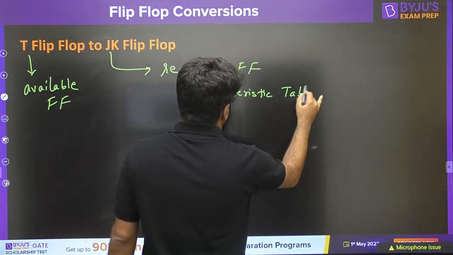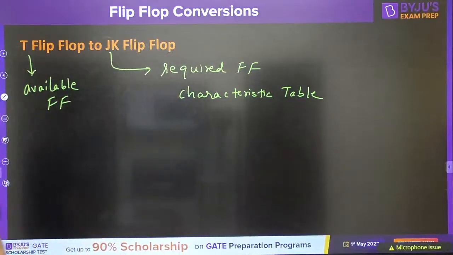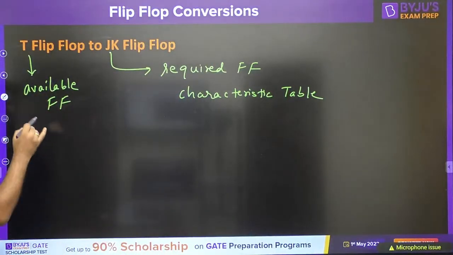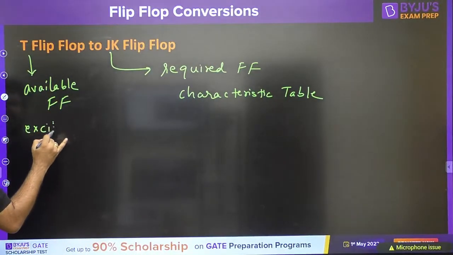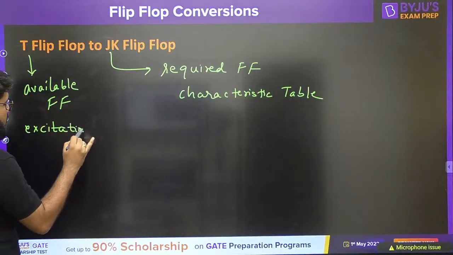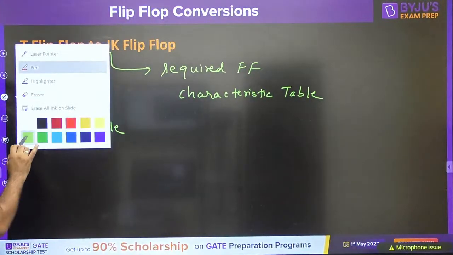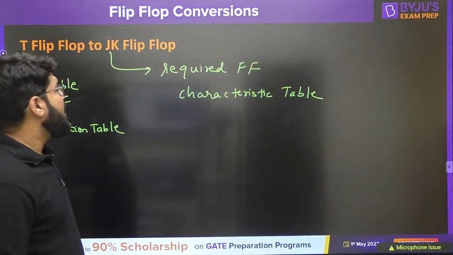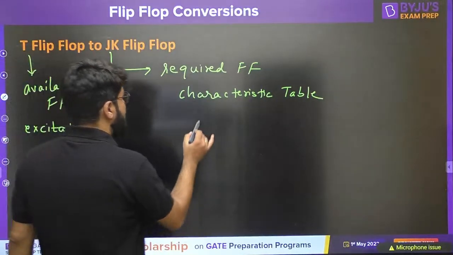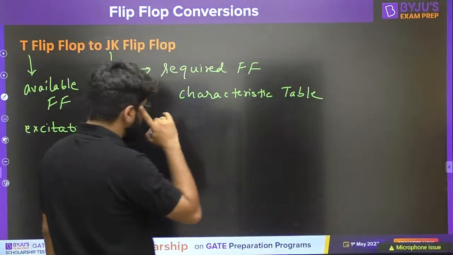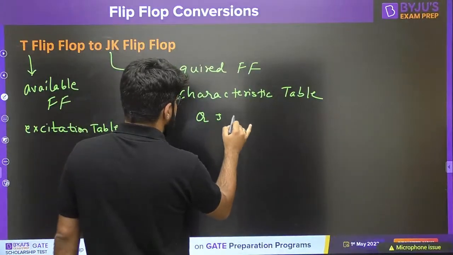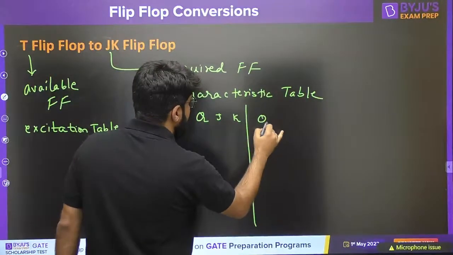For the required flip-flop, you should make the characteristic table. For the available flip-flop, you should make the excitation table, right? What is the required flip-flop? JK flip-flop, right? So Q, J, K and Q plus.